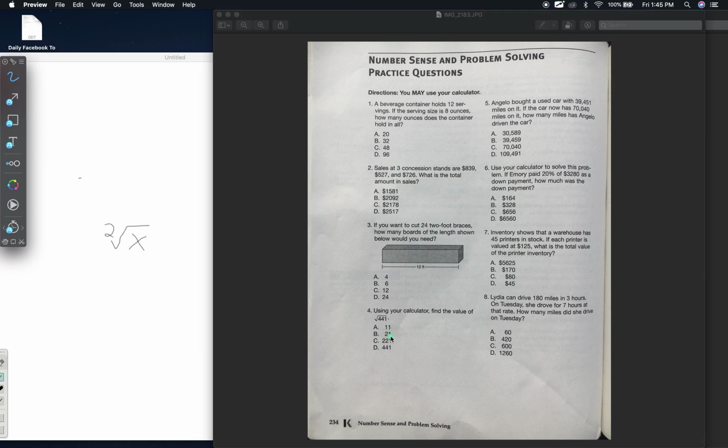So basically the square root is a number times itself. For example, 21 times 21 should equal 441. So any number times itself is basically how you find the square root. What number times itself equals 441? That's 21.